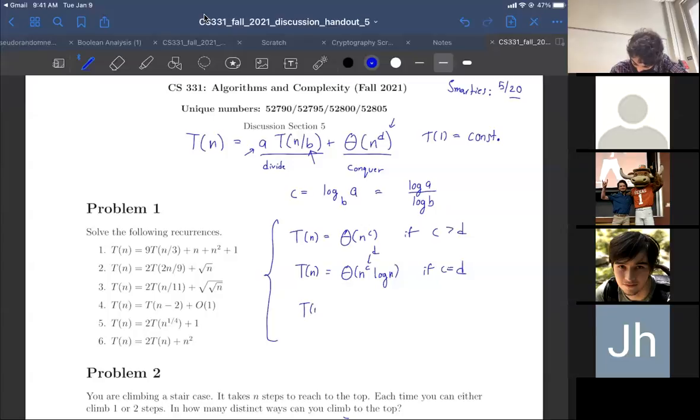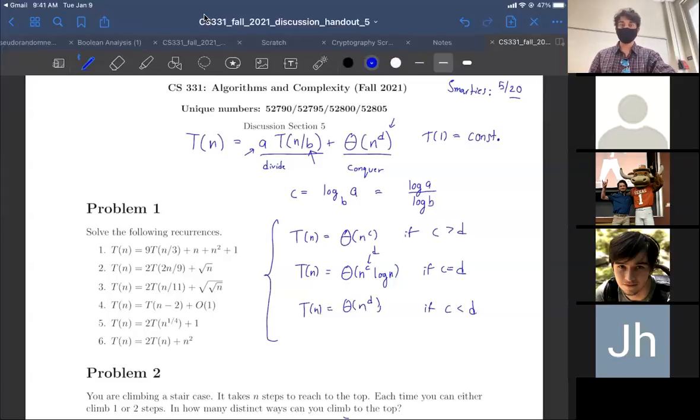And finally, does anyone want to guess what happens if C is less than D? What is the intuition here? The conquer step takes most of the time. So what is the runtime? Any guesses? Okay, I'll get you started. There's something that goes here. Not C, because that's if C is greater than D. Here D is bigger, so it's n to the D. Let me remove this dotted line because it looks confusing. N to the D.